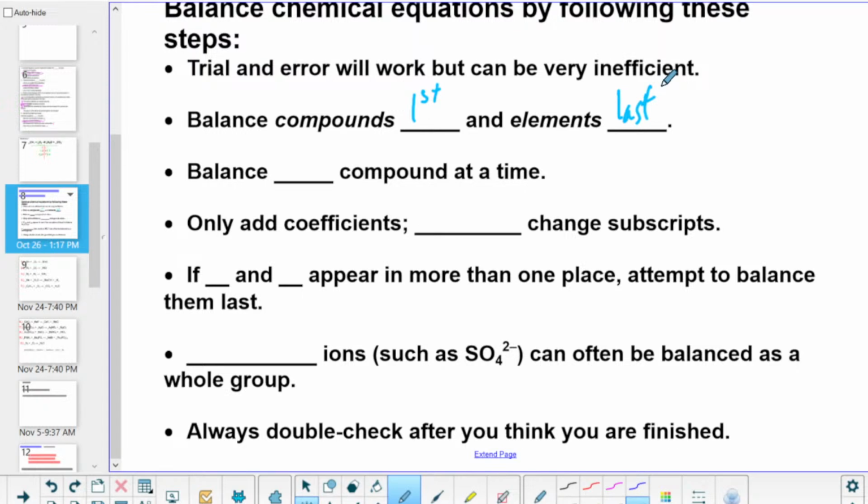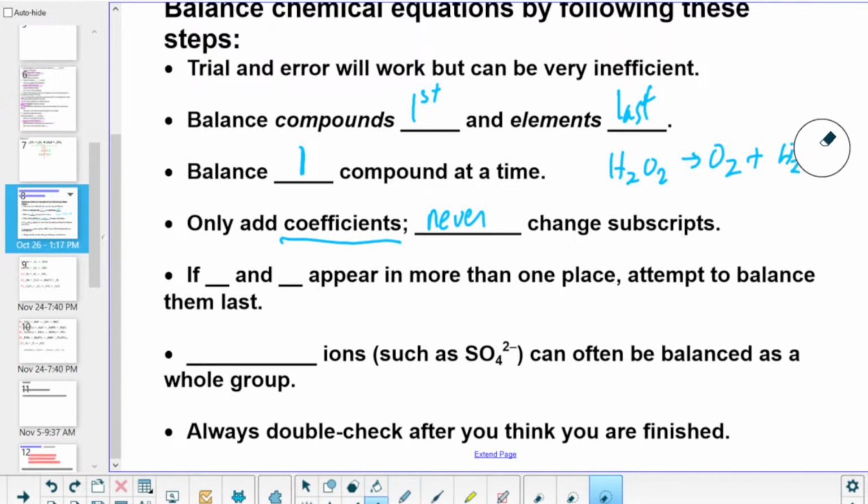Only balance one thing at a time. If you were trying to balance two things at a time, you're going to get caught in an endless loop. And you are only allowed to change coefficients. Very occasionally, I will get someone doing this, and they just do something like, and they erase it. I'm like, you can't do that. You can't change what it is. You can only change how many.